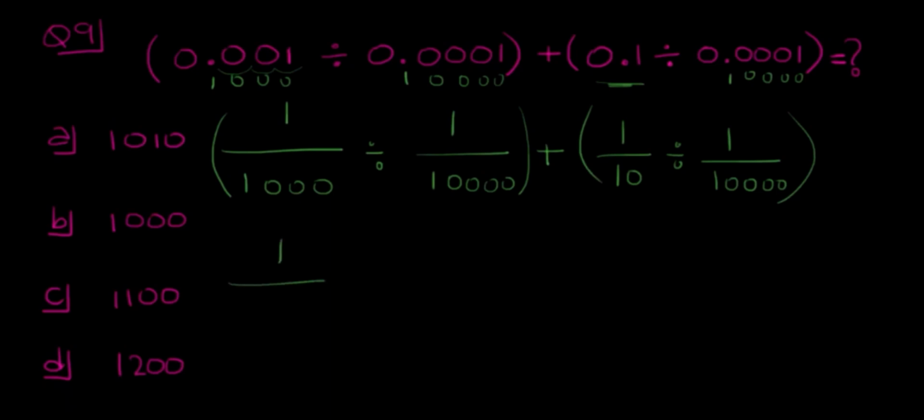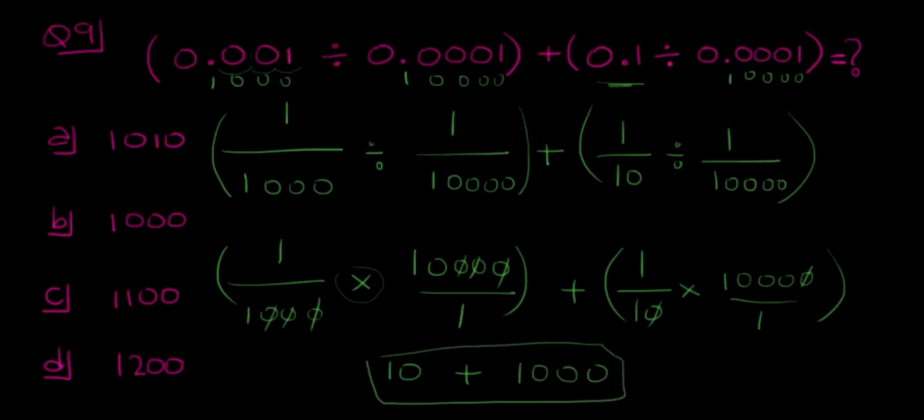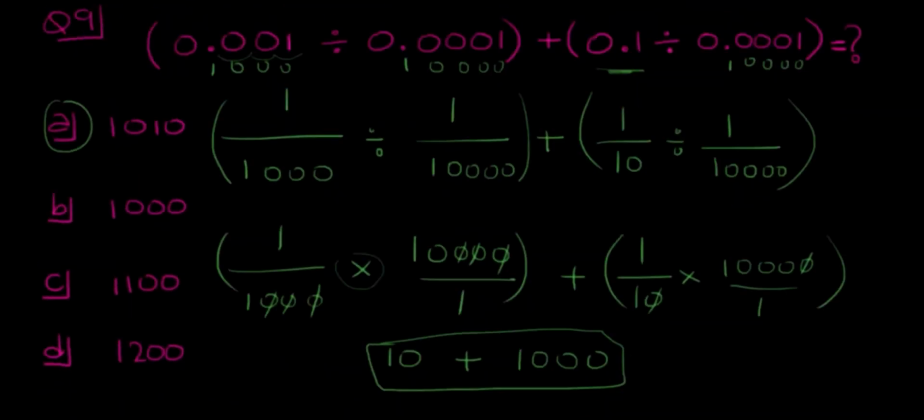What do I do now? I've got 1 over 1,000. Change the sign to multiplication and flip over the fraction, and do the exact same thing on the other side as well. Deal with these first because of the multiplication sign. The 0 goes with the 0, one of them is in the denominator, the other in the numerator, so we're allowed to cancel out because we're cancelling over a multiplication sign. If it was an addition, we wouldn't. That leaves me with a 10 only. Plus, the 0 goes with the 0, and I'm left with 1,000. So that's 1,010. Option A, 1,010.